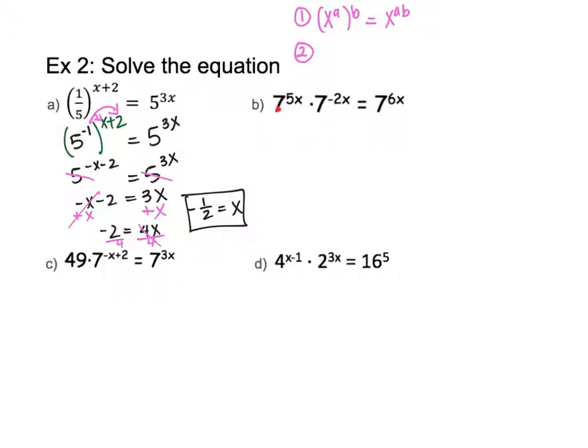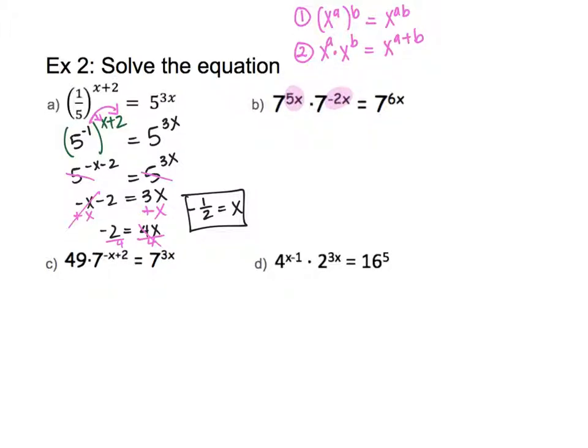So this one here, notice that you have all 7s as your bases, which is great. So we know that the base here is going to be 7. However, on this side, there are 2 7s here, right? So anytime you have 2 bases that are the same and you multiply them, what do you do with the exponents? Well, if you remember, one of the properties that we learned in the first semester is when you multiply bases that are the same, like x's with x, and this x has an exponent and this also has an exponent, then you add the exponents. So that's exactly what we're going to do here. We're going to add the 5x with the -2x.